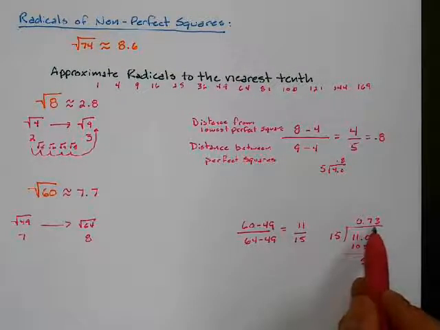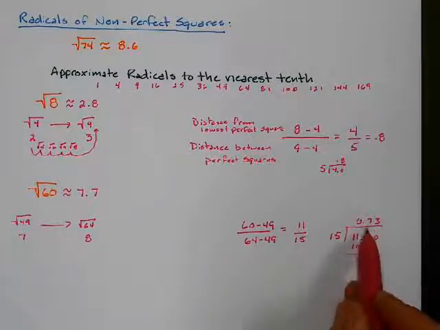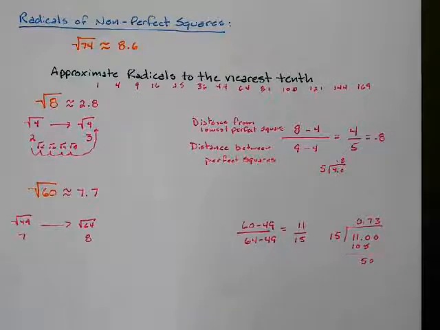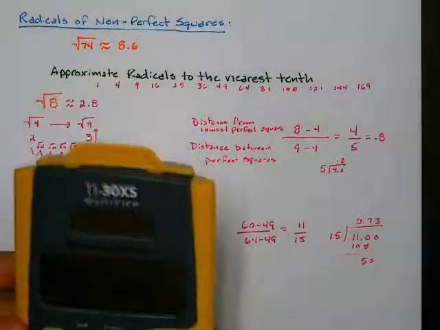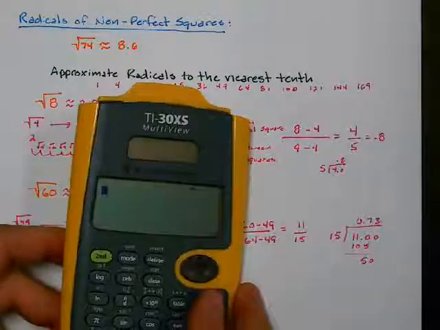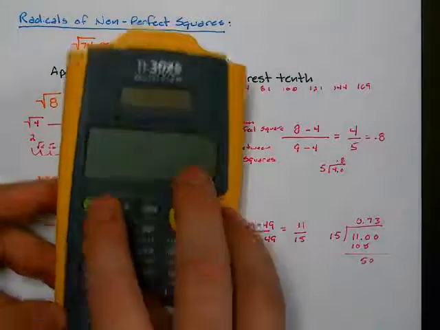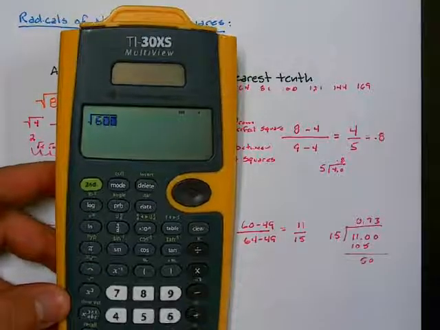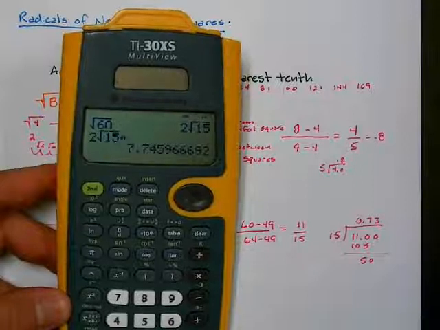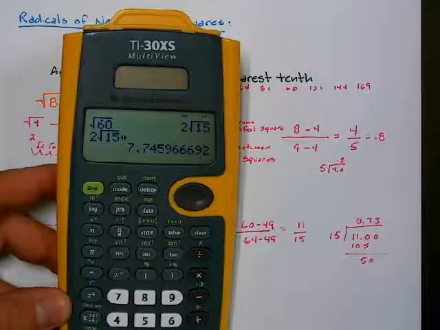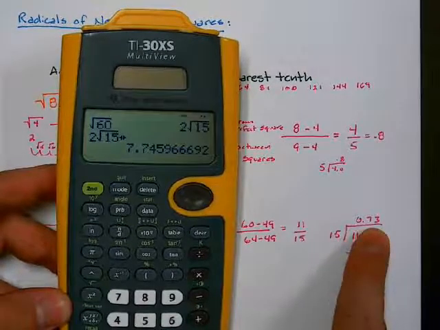Now, this is not going to be exact again. And we got to be okay with that because we're just estimating. So if I've got the square root of 60, it's 7.74. See, it's not 7.73. This is just an estimation over here. So we're close, not exact, but close.